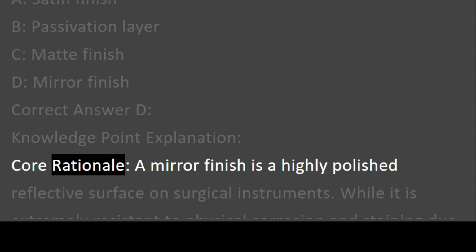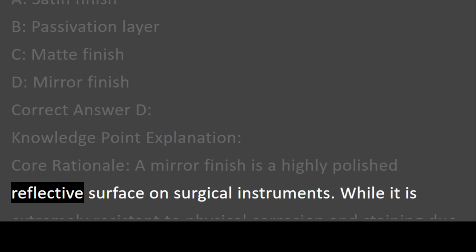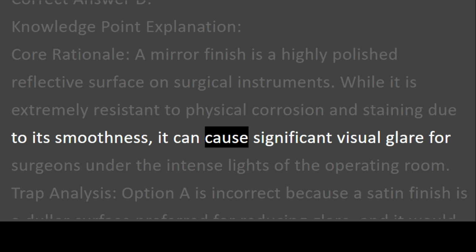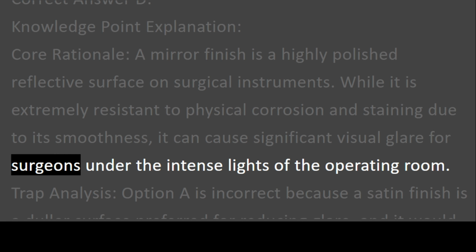Knowledge point explanation. Core rationale. A mirror finish is a highly polished reflective surface on surgical instruments. While it is extremely resistant to physical corrosion and staining due to its smoothness, it can cause significant visual glare for surgeons under the intense lights of the operating room.